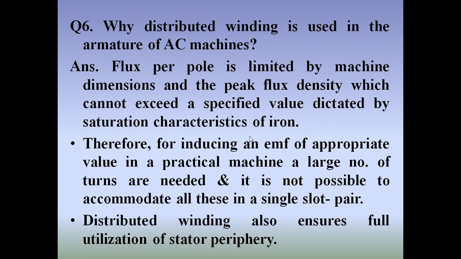Question number 6. Why is distributed winding used in the armature of AC machines? The answer is: flux per pole is limited by the machine dimensions and the peak flux density, which cannot exceed a specified value dictated by the saturation characteristics of the iron. Therefore, for inducing an EMF of the appropriate value in a practical machine, a large number of turns are needed, and it is not possible to accommodate all these in a single slot pair.